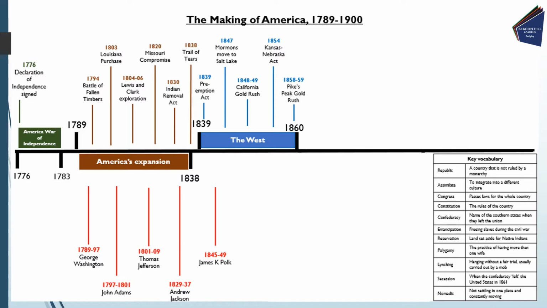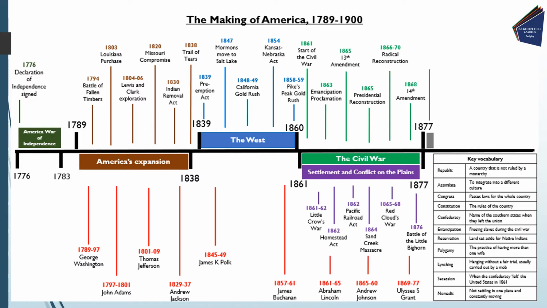So the first theme that we've already covered on a previous video is America's expansion. Why did the USA expand and what caused that to happen? This video is relating to the West with the dates of 1839 to 1860. So we're looking at why did people begin to migrate to the far west of America.